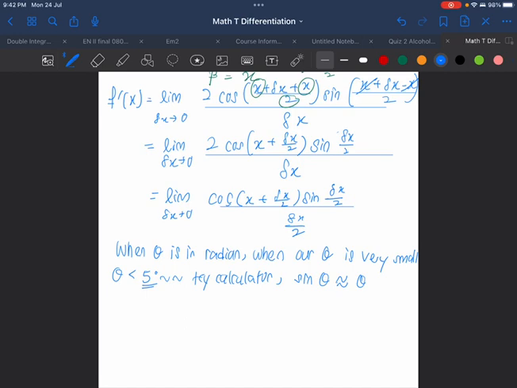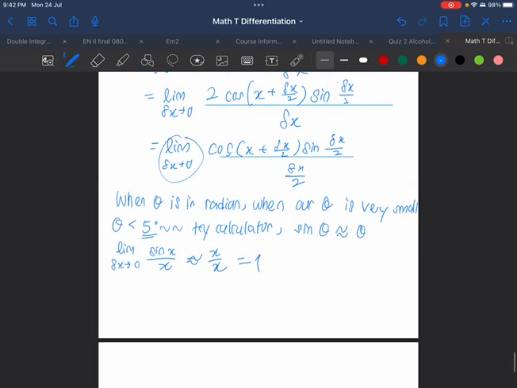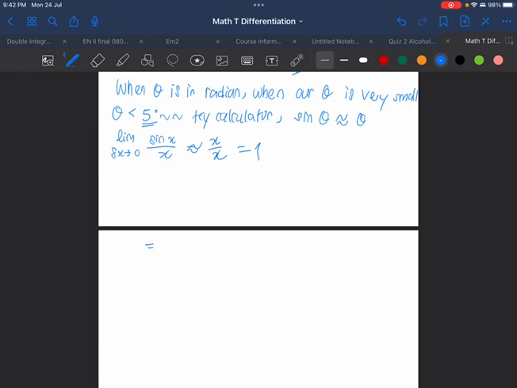As we know, I just give an example from limit and continuity. We can see sin x over x is almost equal to x over x, which equals 1. So now, since delta x is very small and approaches 0, we can apply this result. It will become the limit as delta x approaches 0.